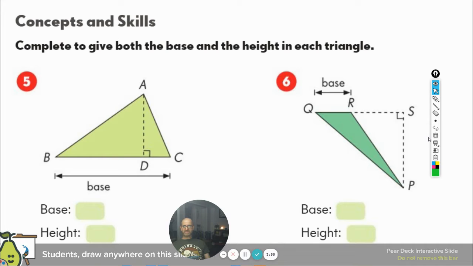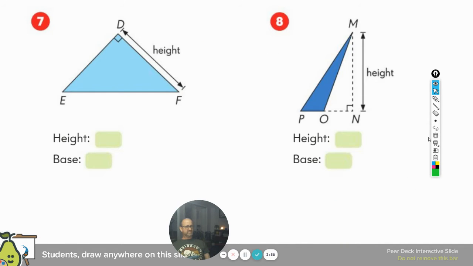Okie doke, artichokes, to the next one. Second verse, same as the first, same task as last time. Pause me, do these, hit play when you're done. All right? All right, did you do that?